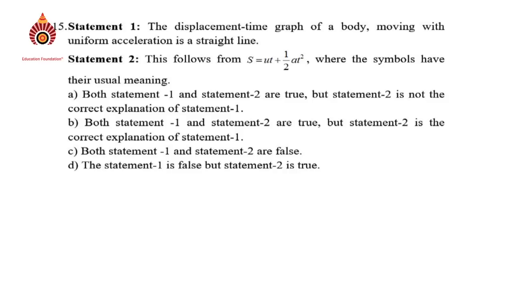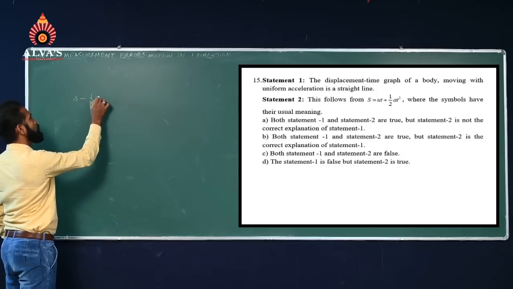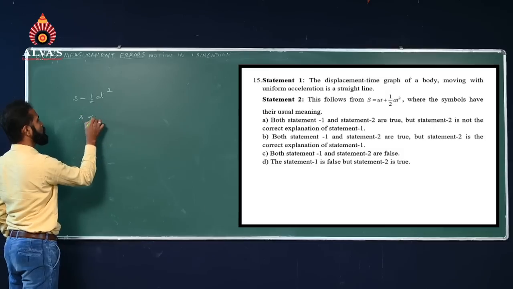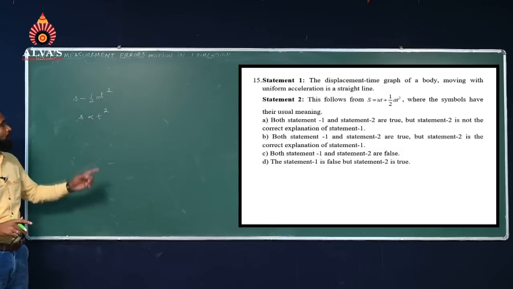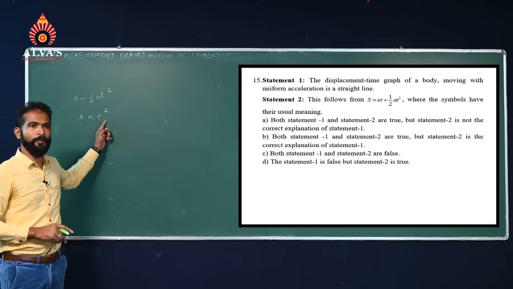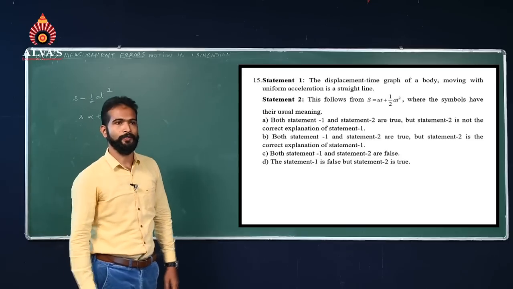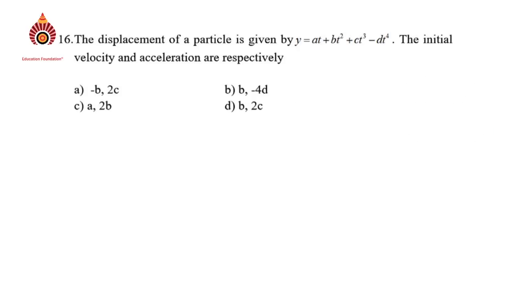Next question 15. There are two statements given. Statement 1 says the displacement time graph of a body moving with uniform acceleration is a straight line. The second statement says this follows from S is equal to ut plus half at square. Suppose the body starts from rest, then the distance traveled by the body is only equal to half at square, or S is proportional to t square. So the graph between S and t must be a parabola. It can never be a straight line. So statement 1 is wrong and statement 2 is correct. That is option D. Moving on to the next question.